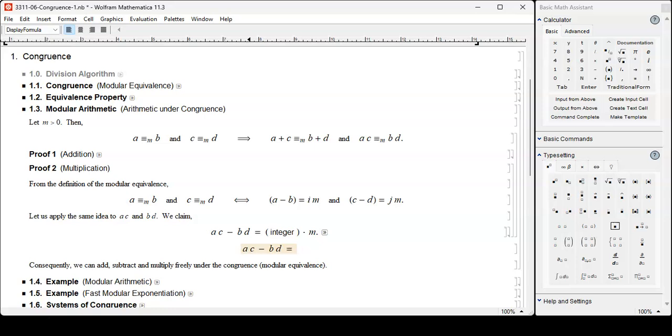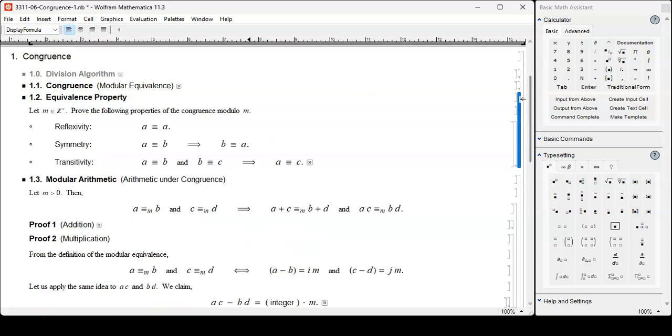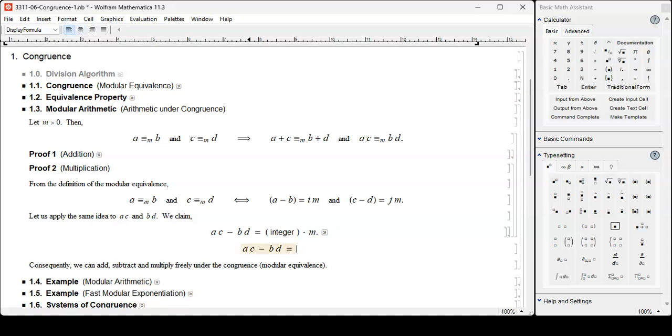We use a very typical trick that we used before, as a matter of fact, when we proved the transitivity of the equivalence property, the third one, I hope you remember. We can add and subtract the same thing. So AC minus BC plus BC minus BD. So the net change is 0 because I added and subtracted the same thing.